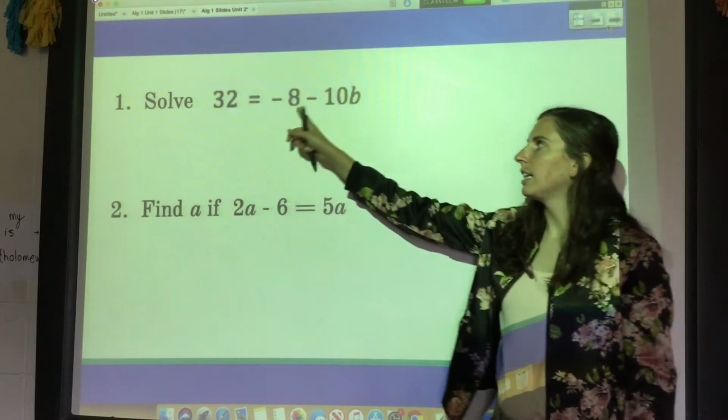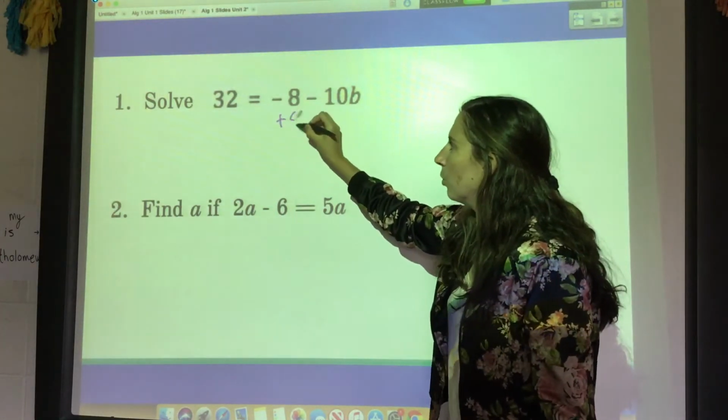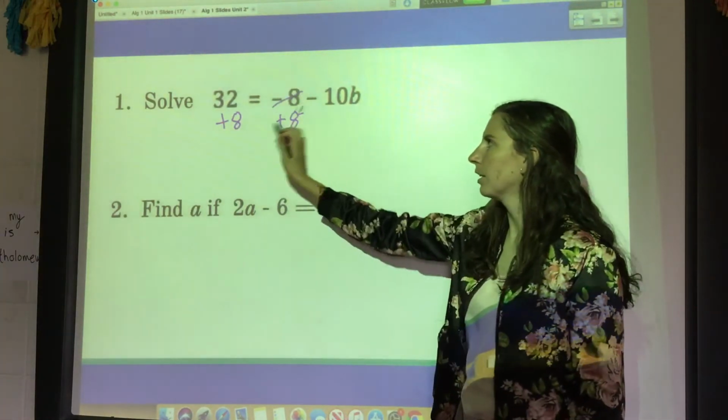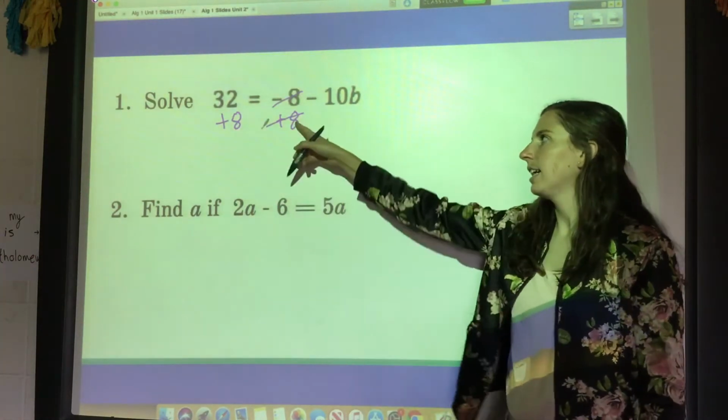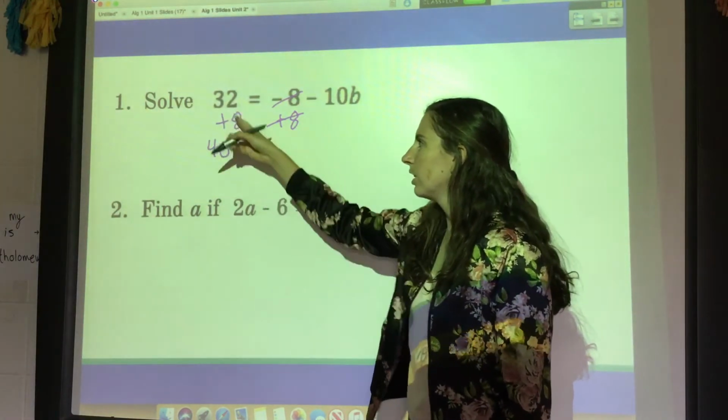So the first thing I need to get rid of here is the minus 8. That's subtraction. So we'll add 8. Just do the opposite. That'll just get rid of it. Since I added 8 to this side, I've got to add 8 to this side, which gives me 40. 32 plus 8 is 40.